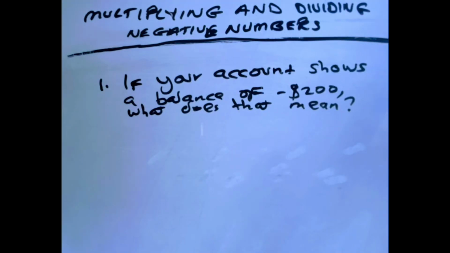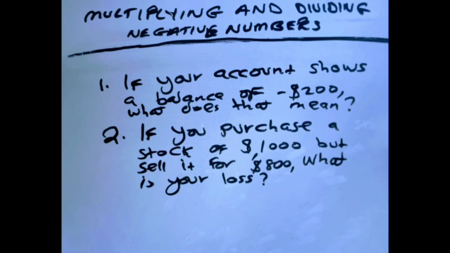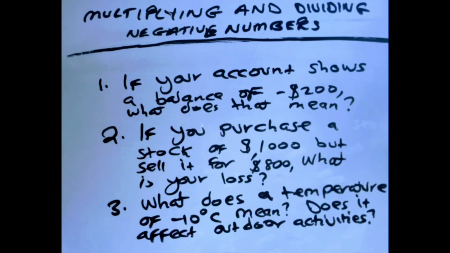I want to give you a few questions that you should answer for me. They are very simple. If your account shows a balance of -$200, what does that really mean? Number 2, if you purchase a stock of $1,000 but then sell it for $800, what is your loss? Number 3, what does a temperature of -10 degrees Celsius mean? Does it affect outdoor activities?